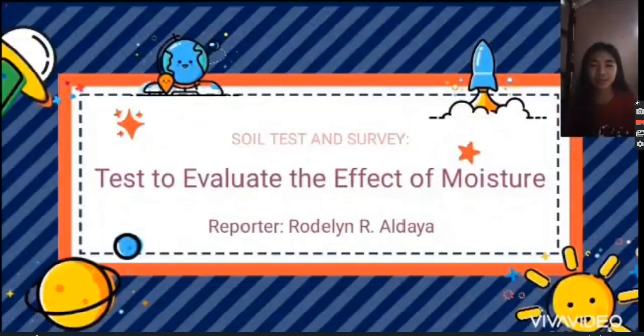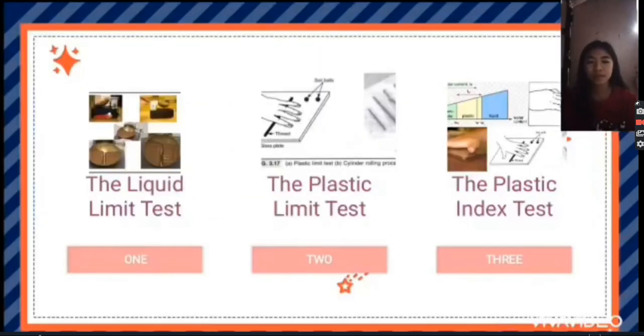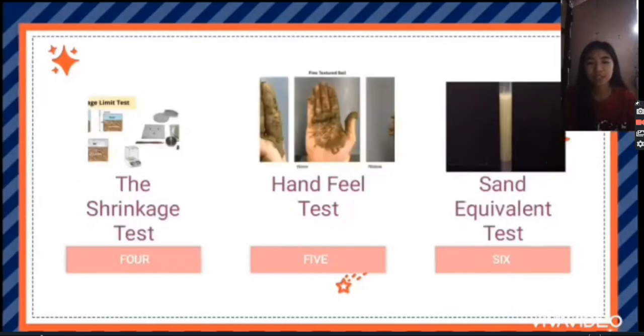Good day everyone, I am Rodeline Aldaya and now we're going to talk about the different kinds of tests to evaluate the effect of moisture. The consistency of the soil varies from semi-solid to plastic, then to liquid if the water content is increased. Here we have 6 different types of tests: the liquid limit test, the plastic limit test, the plasticity index test, the shrinkage test, the hand feel test, and the sand equivalent test.